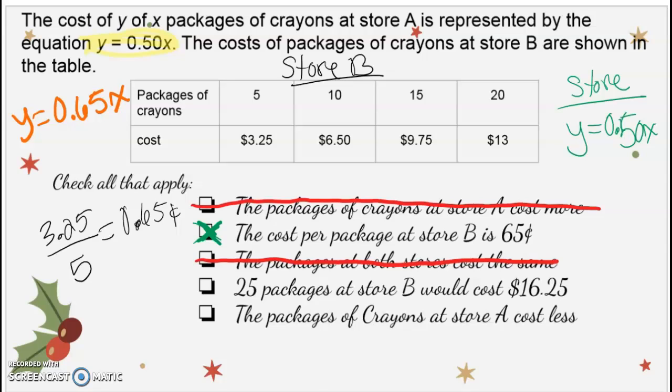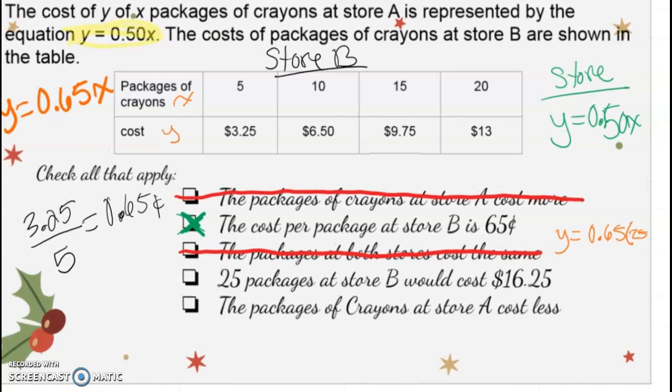So how can I actually solve that? Well, since I have my equation, and X is the number of crayons and Y is the cost, I can plug in y equals 0.65 times 25. So what I want you to do is plug that in and multiply. What you should have got is actually 16.25, which is 100% true. So you needed to check that one too.